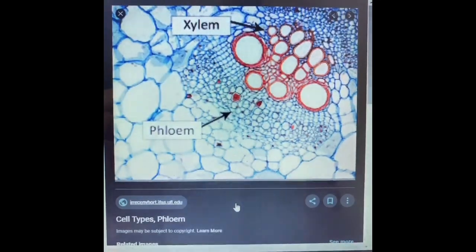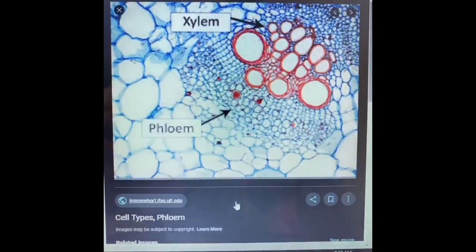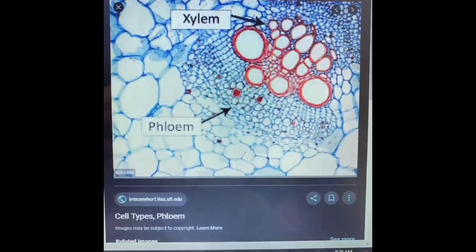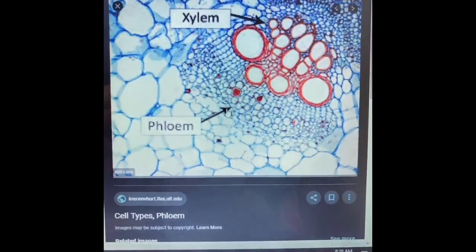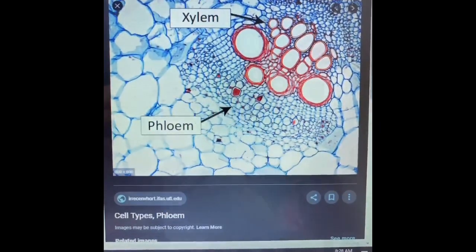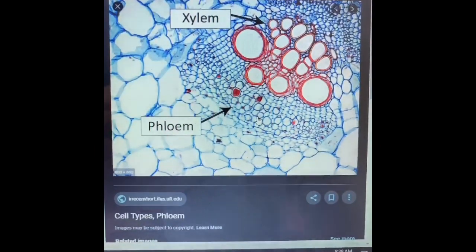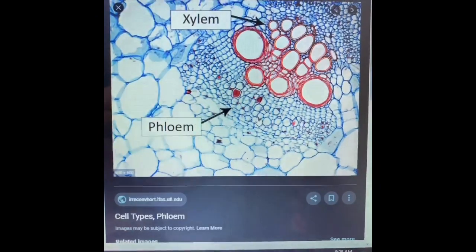This picture shows how the xylem and the phloem vessel look. If you see over here, these are the xylem vessels which have got stained red in color, whereas these are the phloem vessels which have got stained blue in color. So xylem and phloem are closely associated and they help in conduction of food and water.